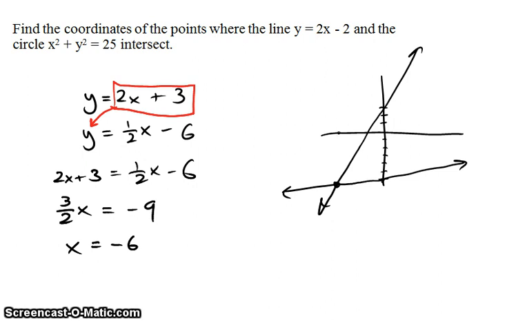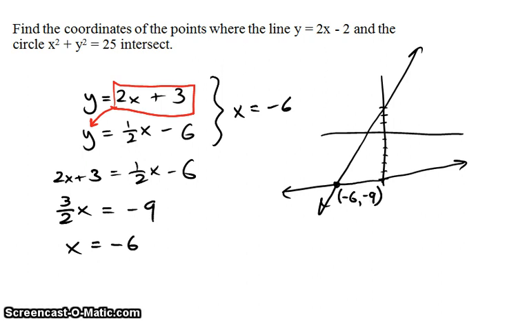That only tells me half the story. That tells me that this point has an x coordinate of negative 6. However, if you want the intersection point, you would need to find the other coordinate. You can use either one of these linear equations. Plug in x equals negative 6, and it's going to spit out a y at you. I'll use this bottom one right here. Half of negative 6 is negative 3. Subtract 6, and we get negative 9.